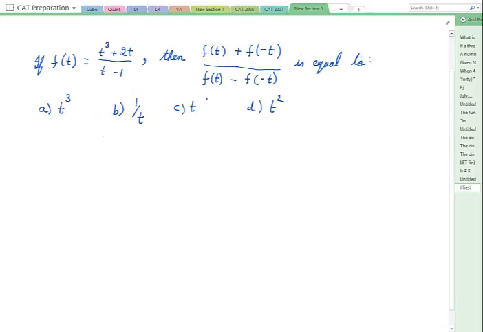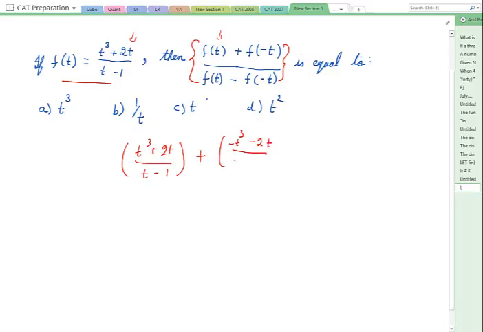In this question, again, we have been given the value of f of t, and we have to calculate this expression. Now, you can very easily see that when we substitute these values, the expression can become cumbersome, and in such cases it's useful to see if you can simplify it as quickly as possible. So we'll start with the direct approach. We'll just substitute. So f of t is t cube plus 2t over t minus 1, and you need to add f of minus t. So we substitute minus t in place of t, so t cube becomes minus t cube, minus 2t, minus t, minus 1.